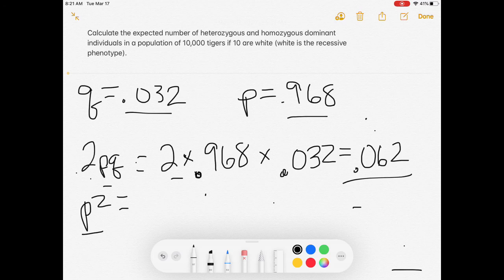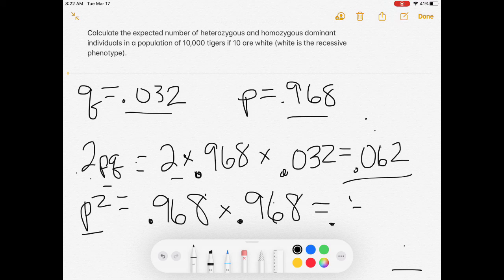Now for p squared, all you're going to do is multiply your p number, so that would be 0.968, and you can either square it if you know how to do that in your calculator, or if you have a really simple calculator, you can do what I do and just multiply them by each other, because that's how you get a squared. So I'm just typing in 0.968 times 0.968, and I get 0.937. So once again, those are my frequencies.